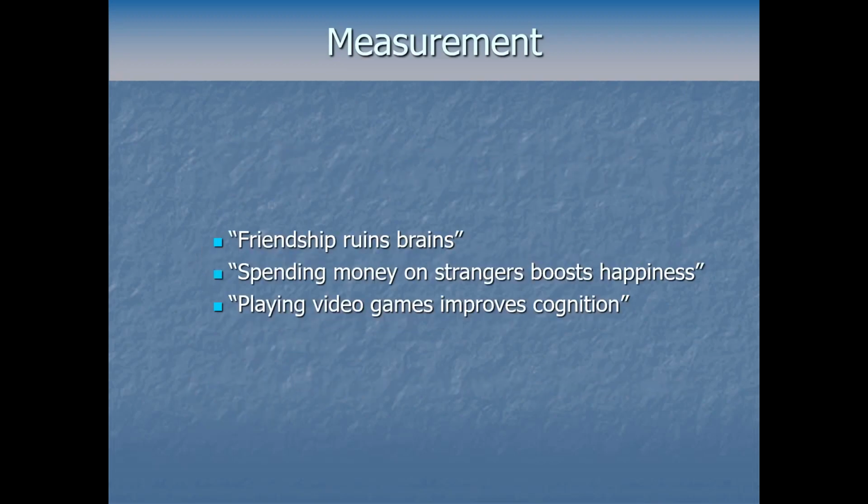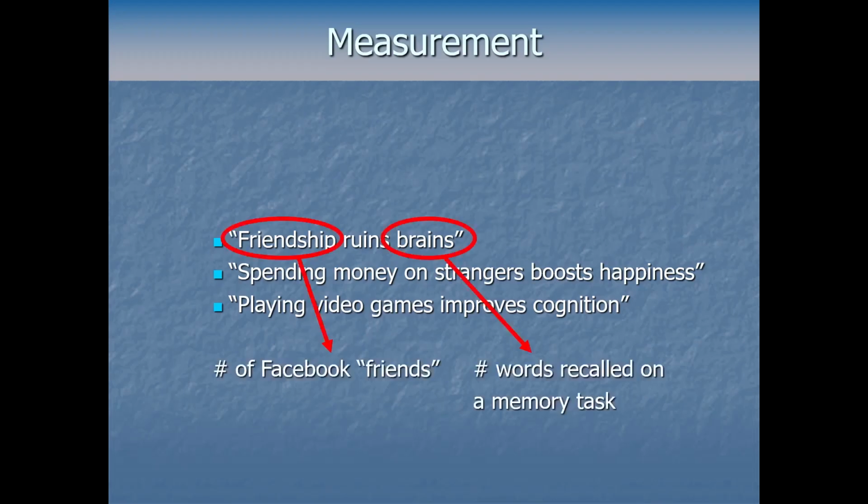So next time you see a science headline that says stuff like, friendship ruins brains, or spending money on strangers boosts happiness, or playing video games improves cognition, look closely at how they operationalized the psychological constructs there. How did they define the constructs in a way that they were going to measure in a measurable way? And do you feel like their measurement, their definition, really captured the constructs that they're talking about with words like friendship or happiness or cognition?